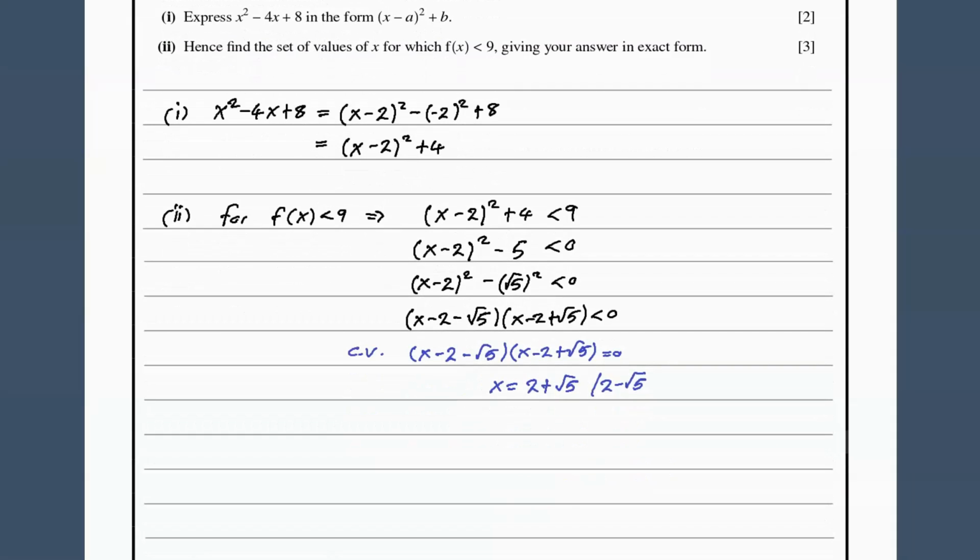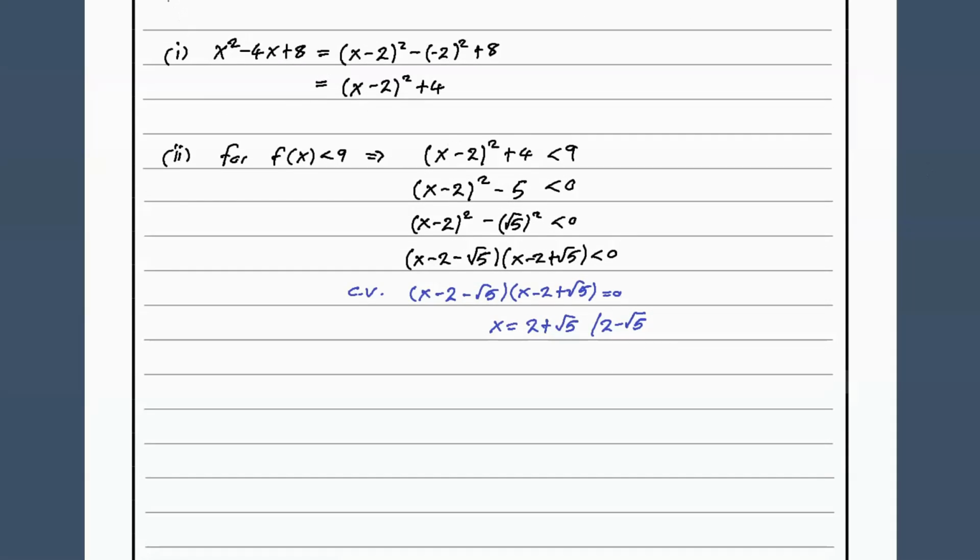Okay, now we can solve using the graph. So I'll make a sketch of the quadratic curve, and the x-axis is here, and the curve is a U-shaped parabola, so like this, and we have the smaller value being the 2 minus root 5, and the bigger value being the 2 plus root 5. Okay, and less than 0 means values that are below the x-axis, and these are values of x that are between 2 minus root 5 and 2 plus root 5.